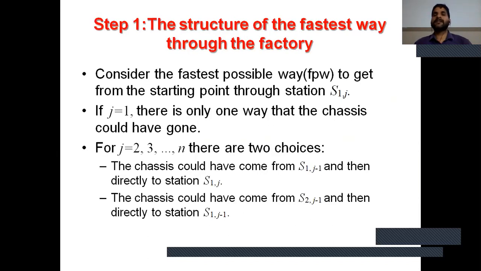So, step first, the structure of the fastest way through the factory. Consider the fastest possible way to get from the starting point through station S1,j. If j equals 1, there is only one way the chassis could have gone. For j equal to 2, 3, up to n, there are 2 choices. The chassis could have come from S1,j minus 1 and then directly to station S1,j. Or the chassis could have come from S2,j minus 1 and then to station S1,j.